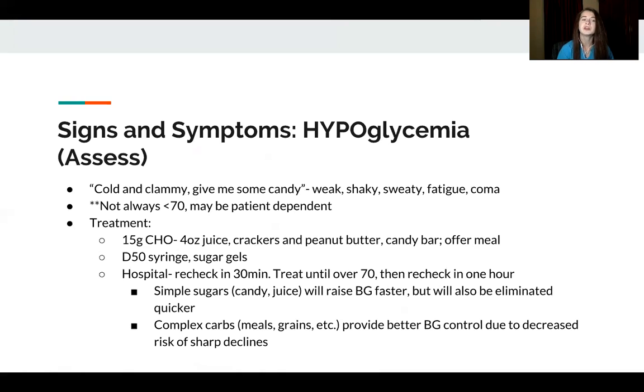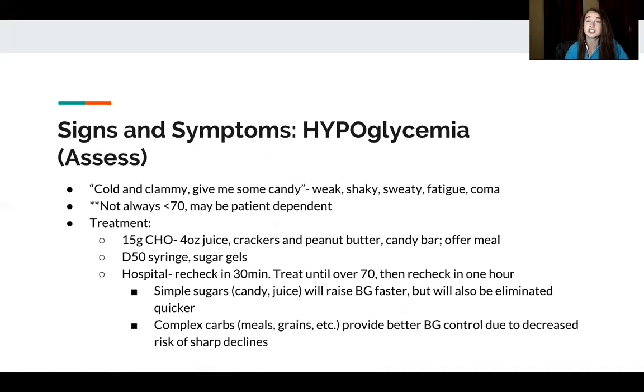Some treatment for them. So there is often the rule of 15. So 15 grams of carbs, recheck in 15 minutes. 15 grams of carbs, that's 4 ounces of juice, crackers and peanut butter, a candy bar, and offer a meal. And actually in the hospital, you would do this first. Then there is a dextrose 50 syringe. You normally give about 12.5 grams of that, and some sugar gels. All of those will help increase the blood sugar.